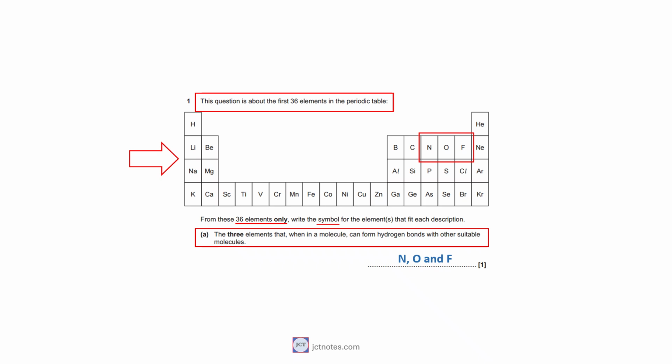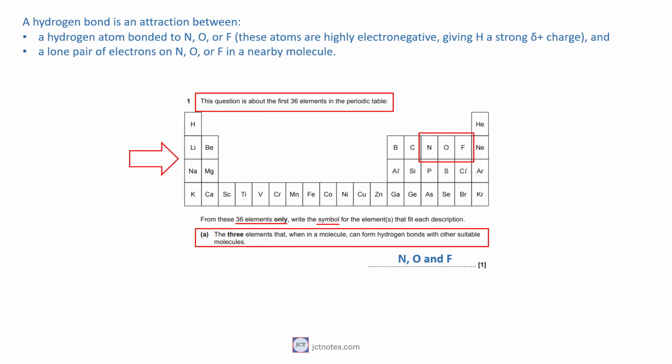A hydrogen bond is an attraction between a hydrogen atom bonded to nitrogen, oxygen, or fluorine, which gives the hydrogen a strong partial positive charge, and a lone pair of electrons on nitrogen, oxygen, or fluorine in a nearby molecule.